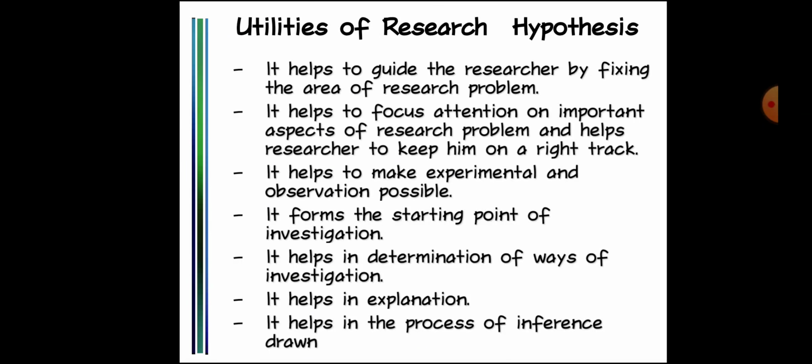Utilities of research hypothesis. It helps to guide the researcher by fixing the area of the research problem. It helps to focus attention on important aspects of the research problem and helps the researcher to keep on the right track. It helps to make experimentation and observation possible. It forms the starting point of investigation. It helps in determination of ways of investigation. It helps in explanation. It helps in the process of inference drawn.